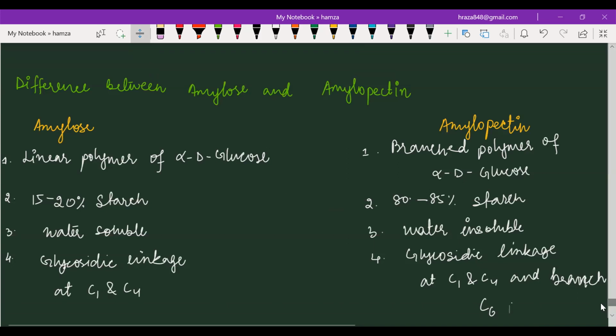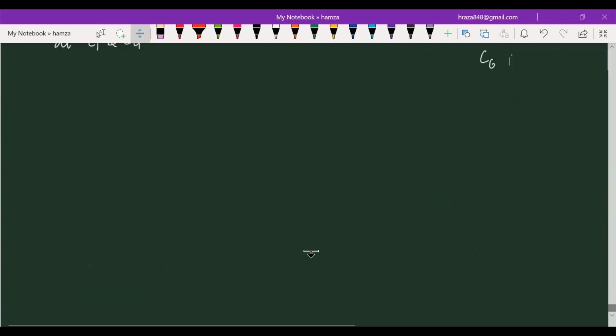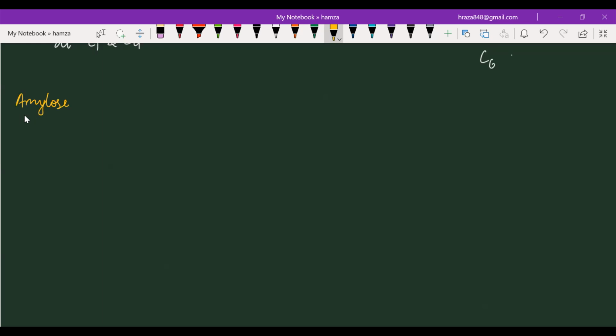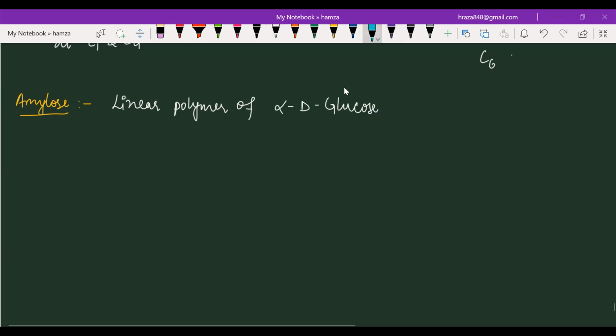Now see, we are going to take amylose, and in amylose, you know that it is a linear polymer. That means basically several glucose units will be connected with each other. Amylose, that means linear polymer of alpha D glucose. Linear polymer of alpha D glucose.